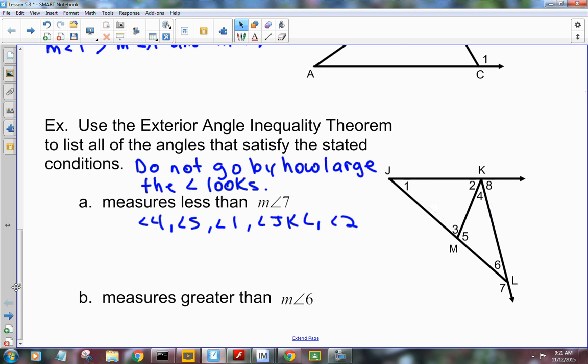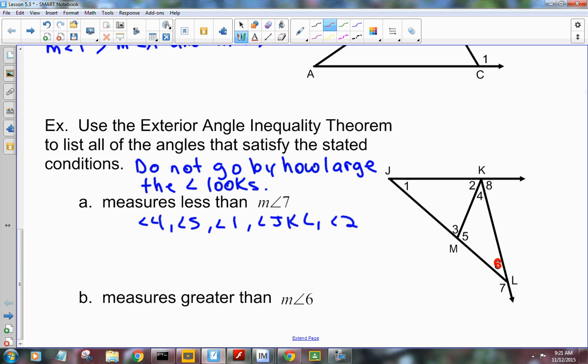Let's look at the next one. It says measures greater than angle 6. Yeah, okay. Measures greater than angle 6. What do you think? Anything greater than angle 6?